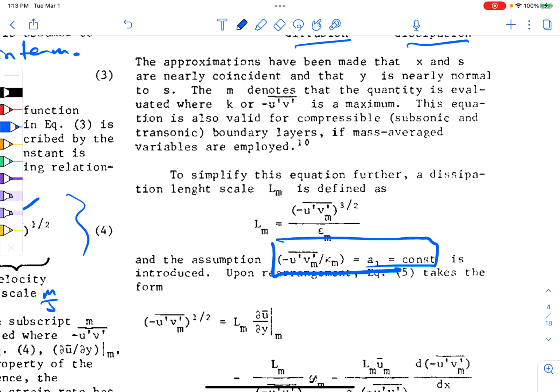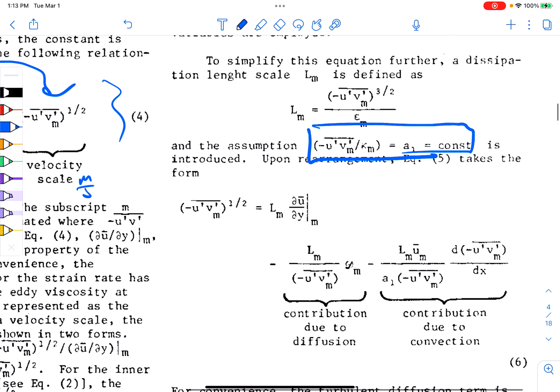And you can see that's a huge assumption in itself. They say negative U prime V prime bar over Km. So that's the ratio of this Reynolds stress component divided by the total turbulent kinetic energy is just a constant. Well, if I take measurements of high-speed turbulent boundary layers and plot U prime V prime relative to Y, their ratios are actually changing, especially for higher speed flows. But you might say for some of these boundary layers, that's going to be on the order of a small value, between 0 and 1, of course. You would never want it to be larger than 1.